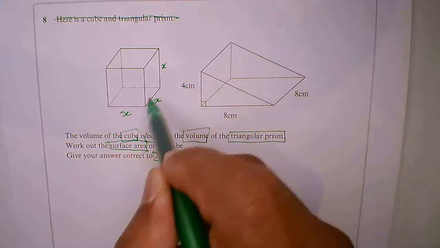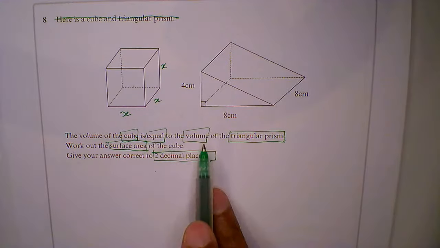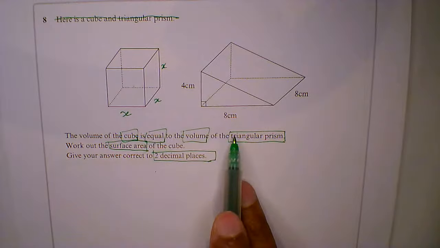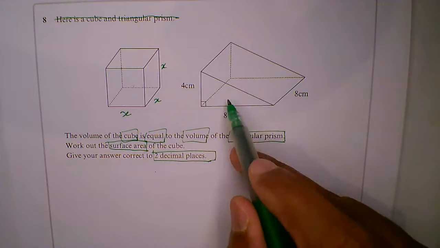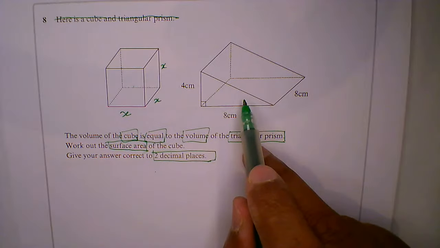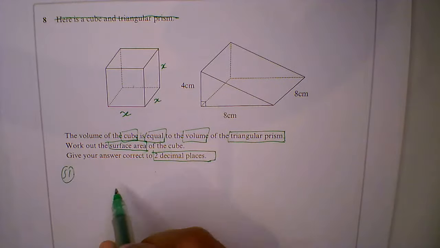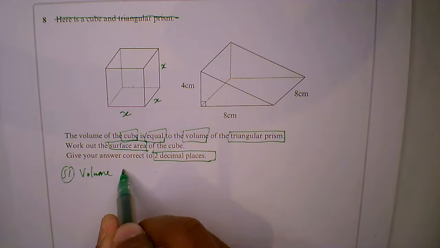So it's a cube, so all of the sides are the same. All right, and you've got the cube is equal to the triangular prism. So the prism, we need to work out the volume for the prism. So step 1 is we need to find the volume for the triangular prism.